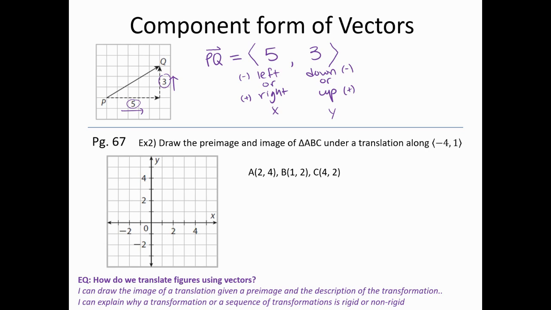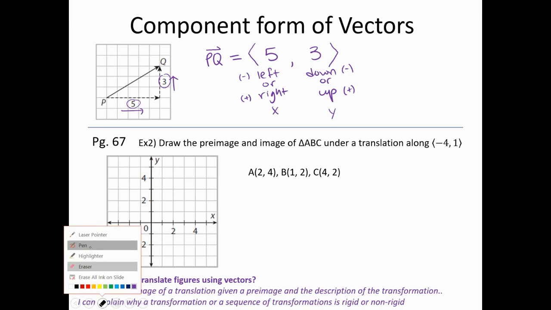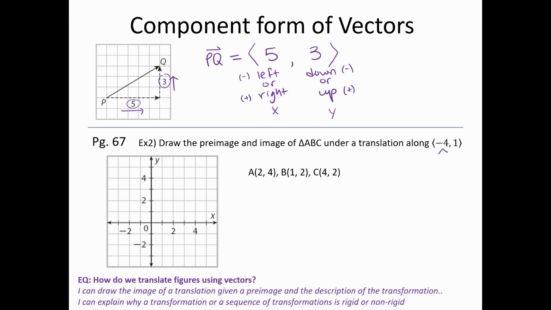Draw the pre-image and image of triangle ABC under the translation along vector (-4, 1). Okay, so this is a vector because it has the parentheses, -4 and 1. The first number tells us how to move left or right on the coordinate plane. Because it's -4, this is telling us to go left 4. And the 1, since it's positive, is telling us to go up 1.